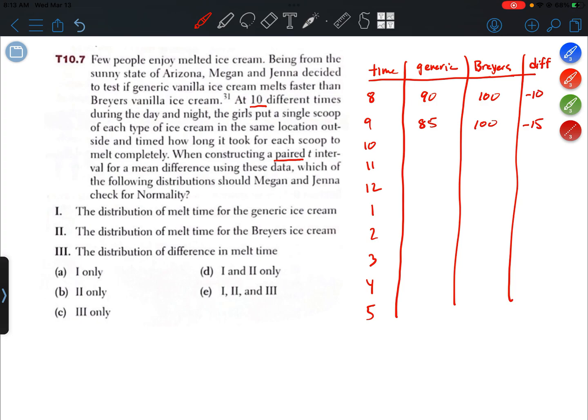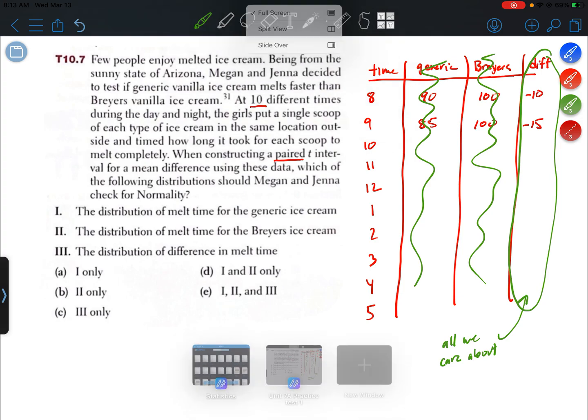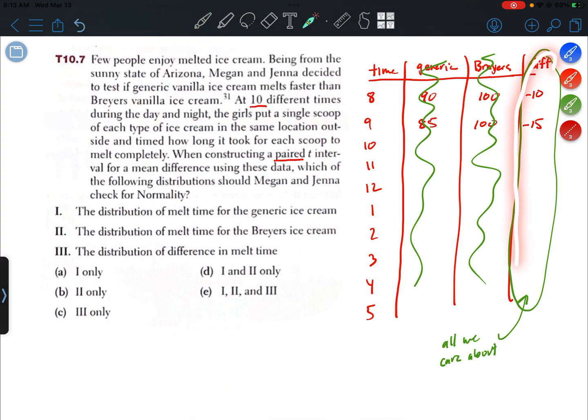Okay, so remember with paired data, once we calculate the differences, we no longer use these two columns of data, and all we care about is the last column of data. So this is all we care to analyze. When we're checking the conditions, we would be checking the conditions for the last column of data, this column of differences.